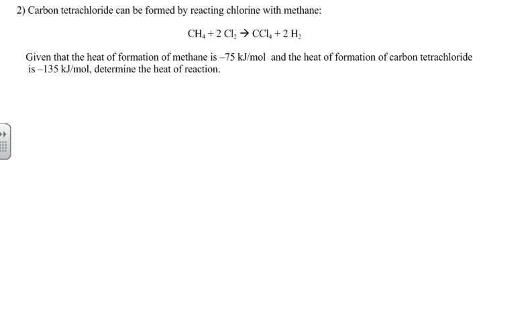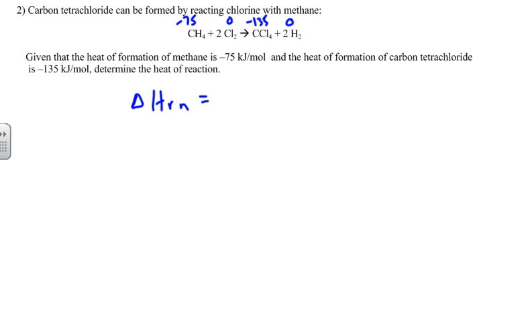So we're not given any information about chlorine or hydrogen, and you're not going to find them in any of your reference tables because hydrogen and chlorine are both elements. And elements can't have a heat of formation, so we say that their enthalpy of formation is just 0. We do know that methane is negative 75 kilojoules, and we know that carbon tetrachloride is negative 135 kilojoules. So once we've got that identified, it's really just a matter of plugging those numbers in.